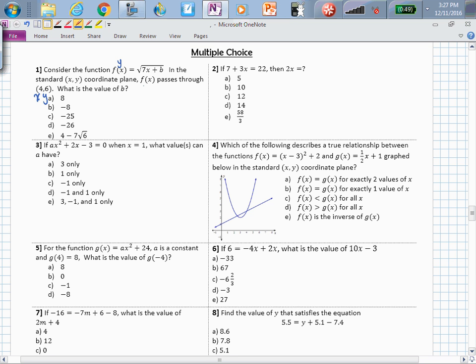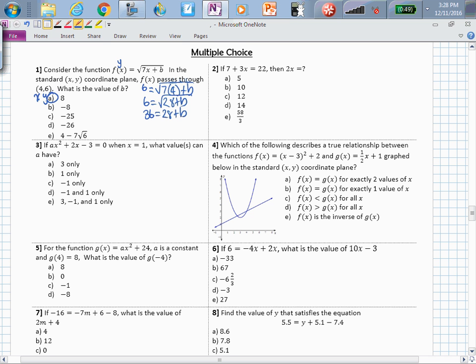Remember, this is y, so it's going to be 6 equals the square root of 7 times x, which is 4 in this case, plus b. So this is going to be 7 times 4, which is 28, plus b. If I square both sides, I get 36 equals 28 plus b. Subtract it over, b has to equal 8.